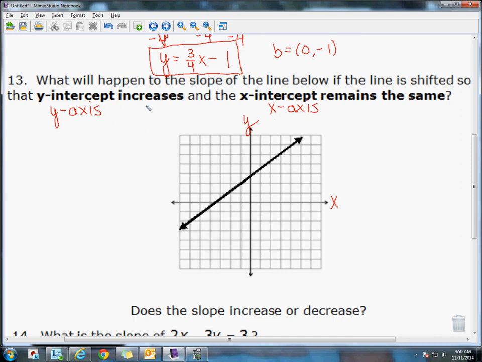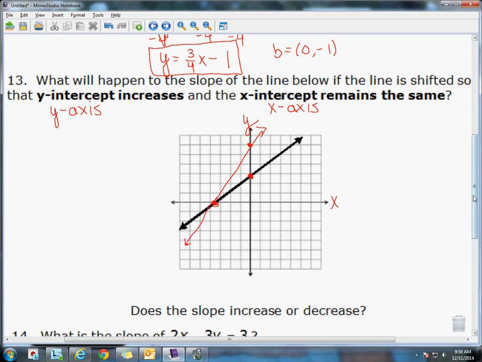So it tells us the y-intercept increases. It doesn't matter where up here you move it as long as it's increasing. So here's my y-intercept. It has to increase, so let's just say I put it here. X-intercept remains the same. So here's my x-axis, here's my x-intercept, and that's going to stay the same. So I'm not going to move it anywhere. So what we're going to do is we're going to connect these 2 dots to make our new line.